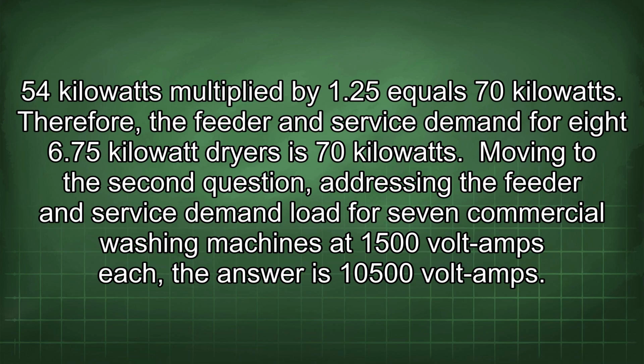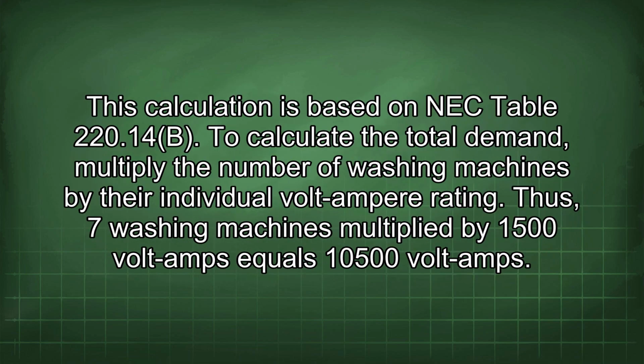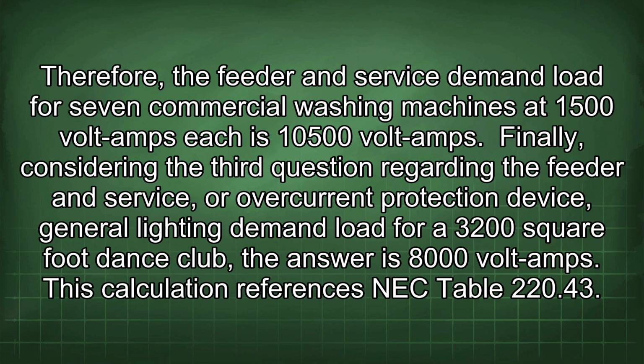Moving to the second question, addressing the feeder and service demand load for 7 commercial washing machines at 1500 volt amps each. The answer is 10,500 volt amps. This calculation is based on NEC Table 220.14(B). To calculate the total demand, multiply the number of washing machines by their individual volt-ampere rating. Thus, 7 washing machines multiplied by 1500 volt amps equals 10,500 volt amps. Therefore, the feeder and service demand load for 7 commercial washing machines at 1500 volt amps each is 10,500 volt amps.